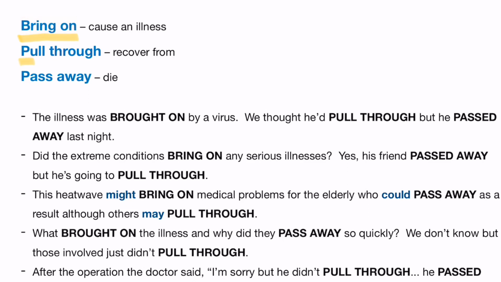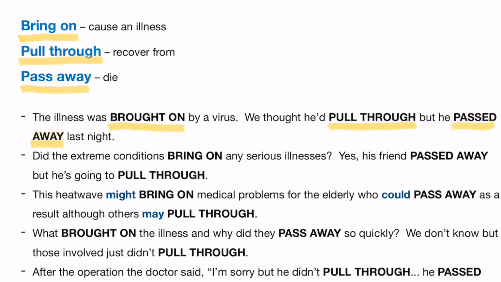Pull through means to recover from something, and usually it means that you were risking your life. And pass away is an elegant form to say die. So the illness was brought on by a virus. We thought he'd pull through, but he passed away last night.